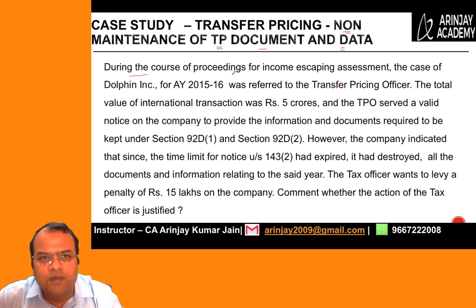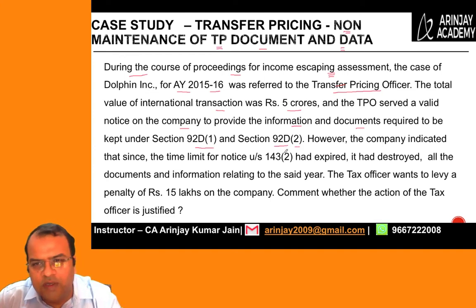So during the course of proceedings for income escaping assessment, the case of Dolphin Inc. for AY 15-16 was referred to the transfer pricing officer. The total value of international transactions was 5 crores, and the TPO served a valid notice on the company to provide information and documents required to be kept under section 92D subsection 1 and section 92D subsection 2. However, the company indicated that since the time limit for issue of notice under section 143(2) had expired, it had destroyed all the documents and information relating to the said year.